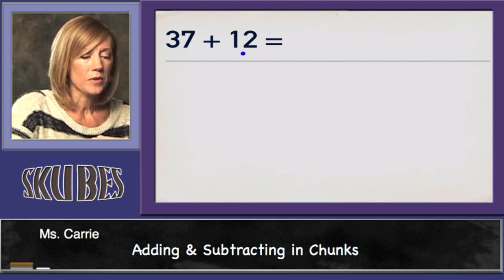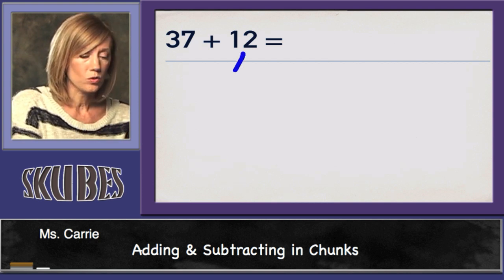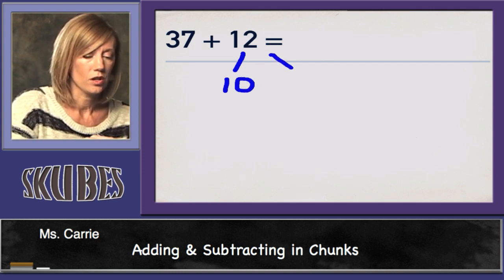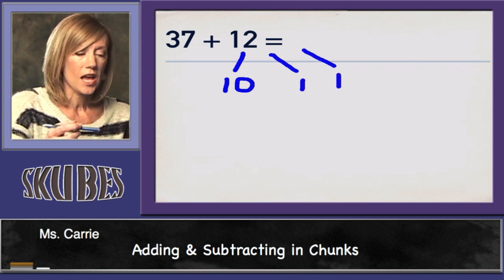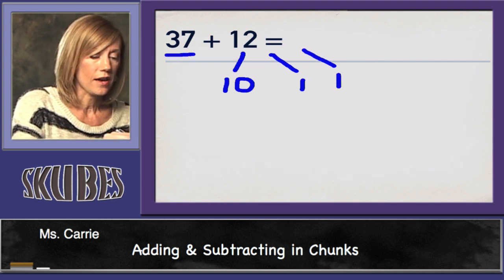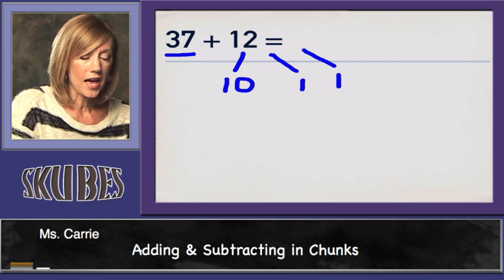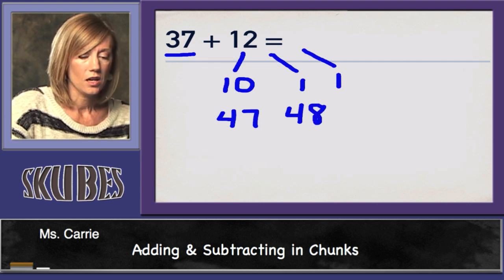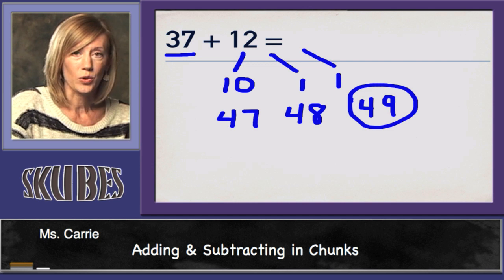So we see how many tens there are in 12, and there's 1. So I'm going to go ahead and write my 10 here, and then we have our 2 ones left over. There's 1 ten, there's 2 ones. Now when we go to add this up, it's really simple. We start with 37, we go up 10, that brings us to 47. We go up 1 more, that brings us to 48, and 1 more brings us to 49. So our answer is 49.